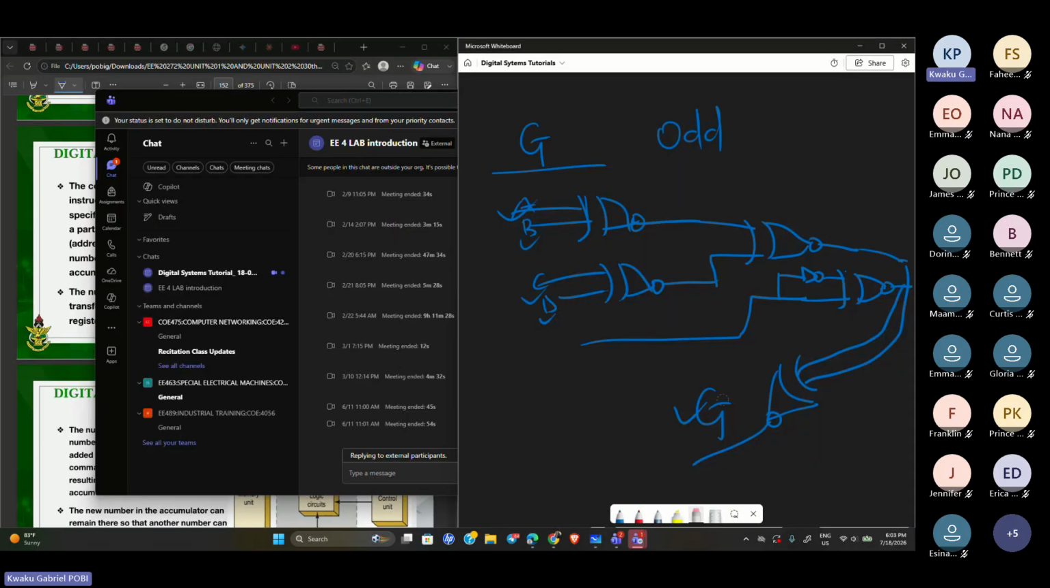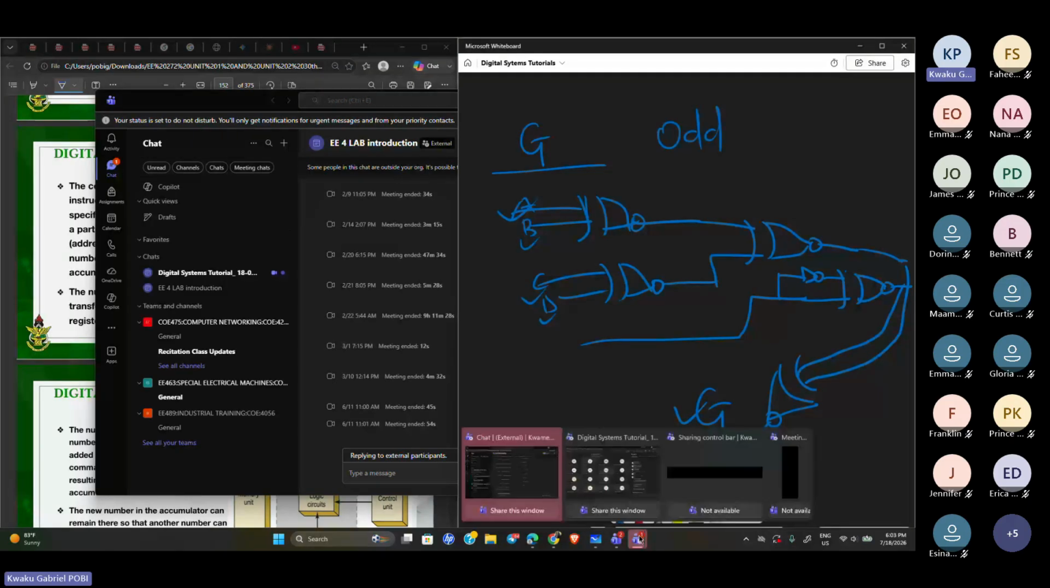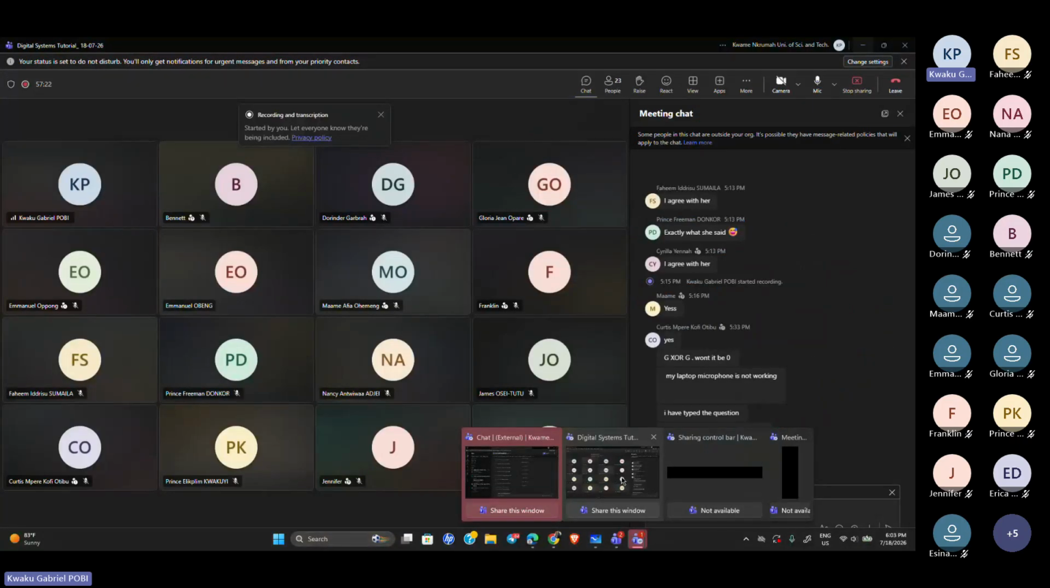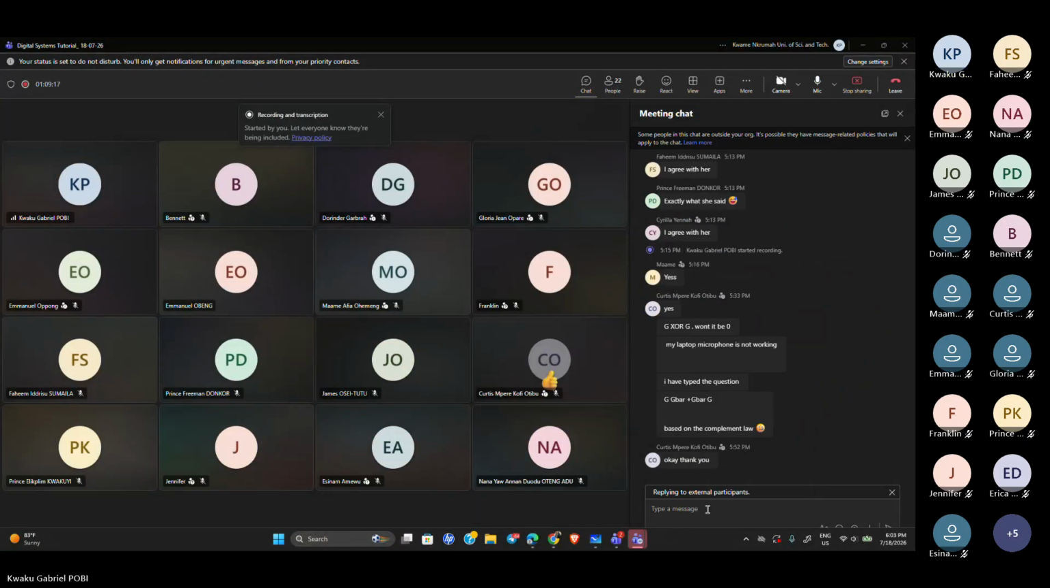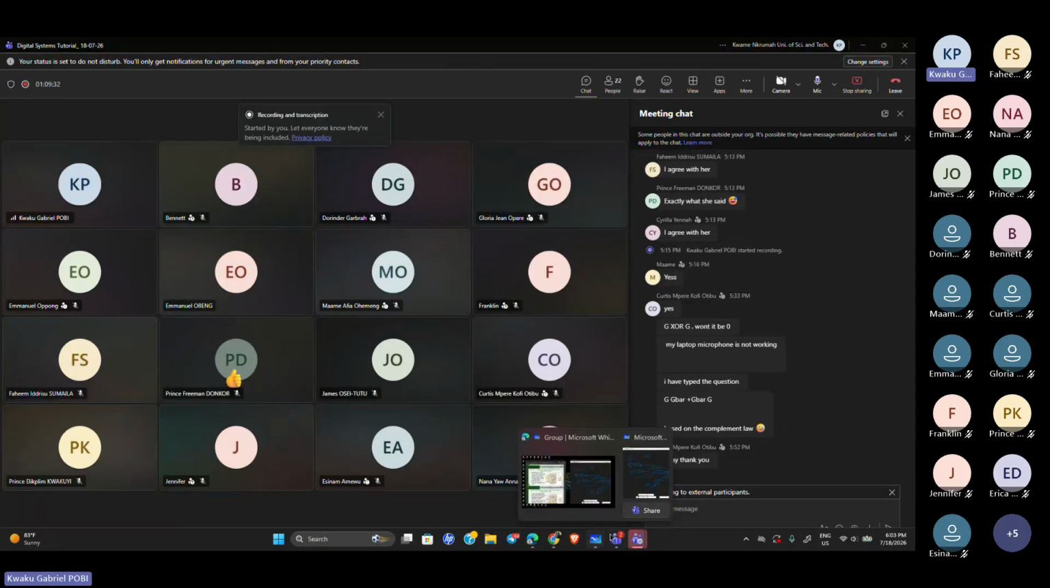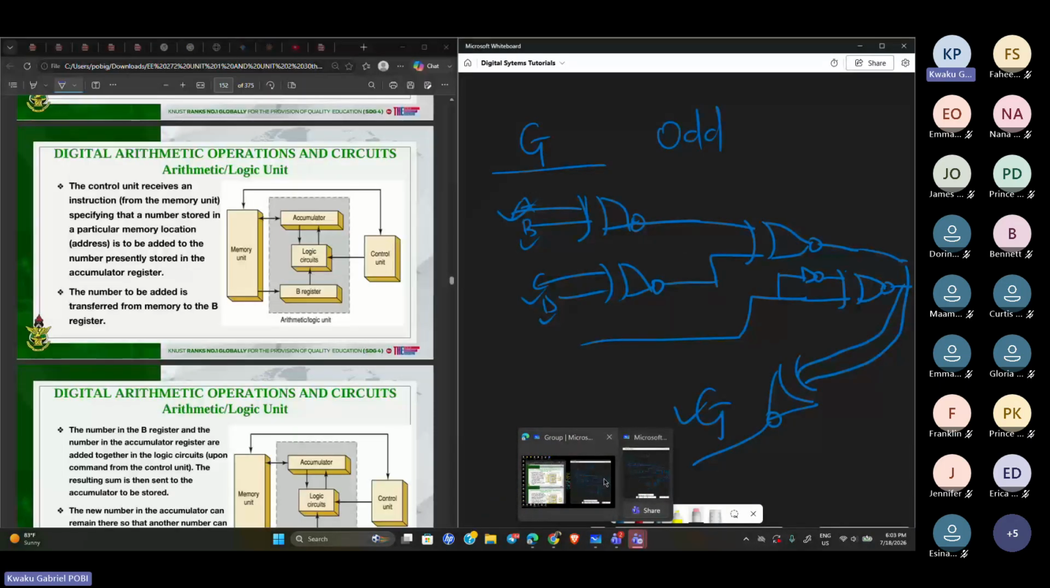So can we proceed to the half adder? I think that's what you guys said. Can we proceed? I want to see a lot of reactions so that I can know if I should proceed or not. Okay. So now it's coming out clearly, right? Sure. So since you guys are saying we should continue, then I think I can do so.